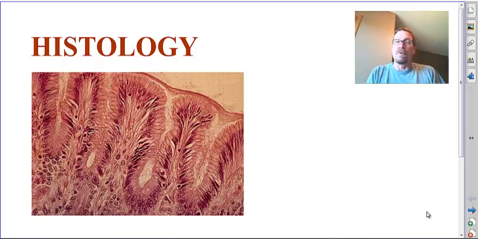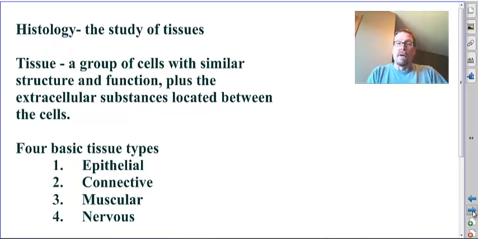That's the study of tissues, which is not being an expert on Puffs or Kleenex, but knowing the types of tissues that create the organs and the organ systems in your body. Okay, and by definition here, we have it highlighted here. Histology is the study of tissues.